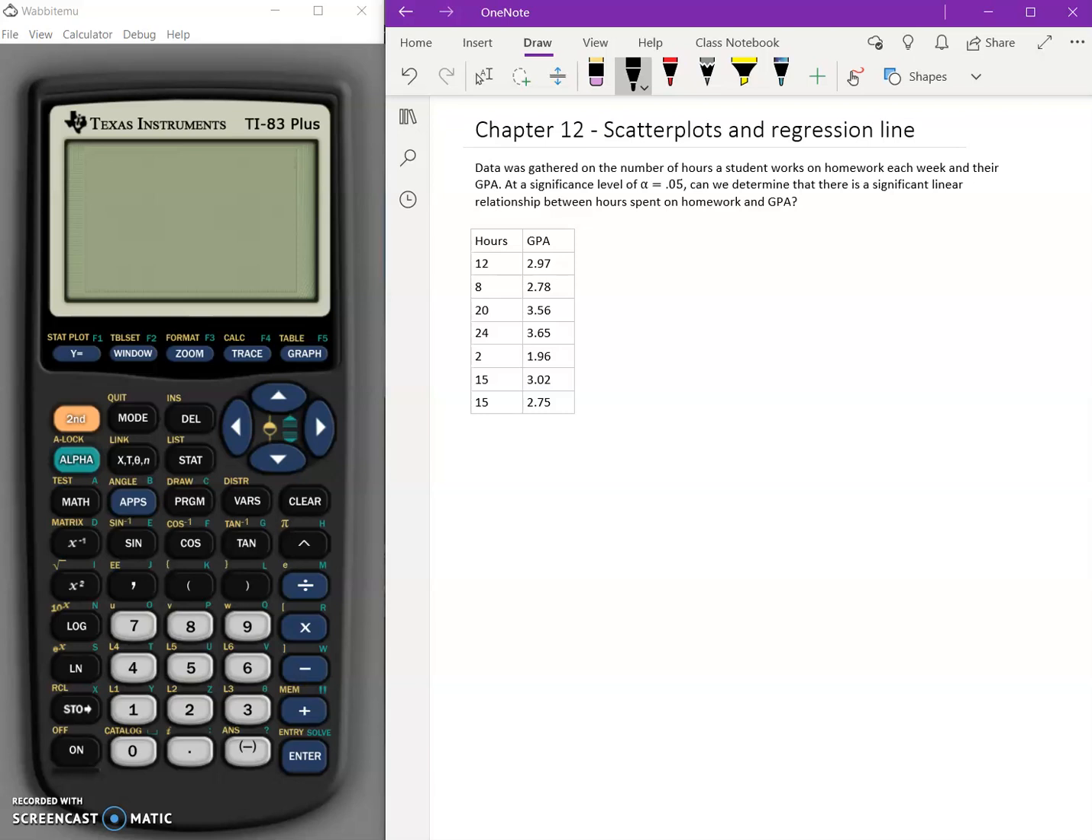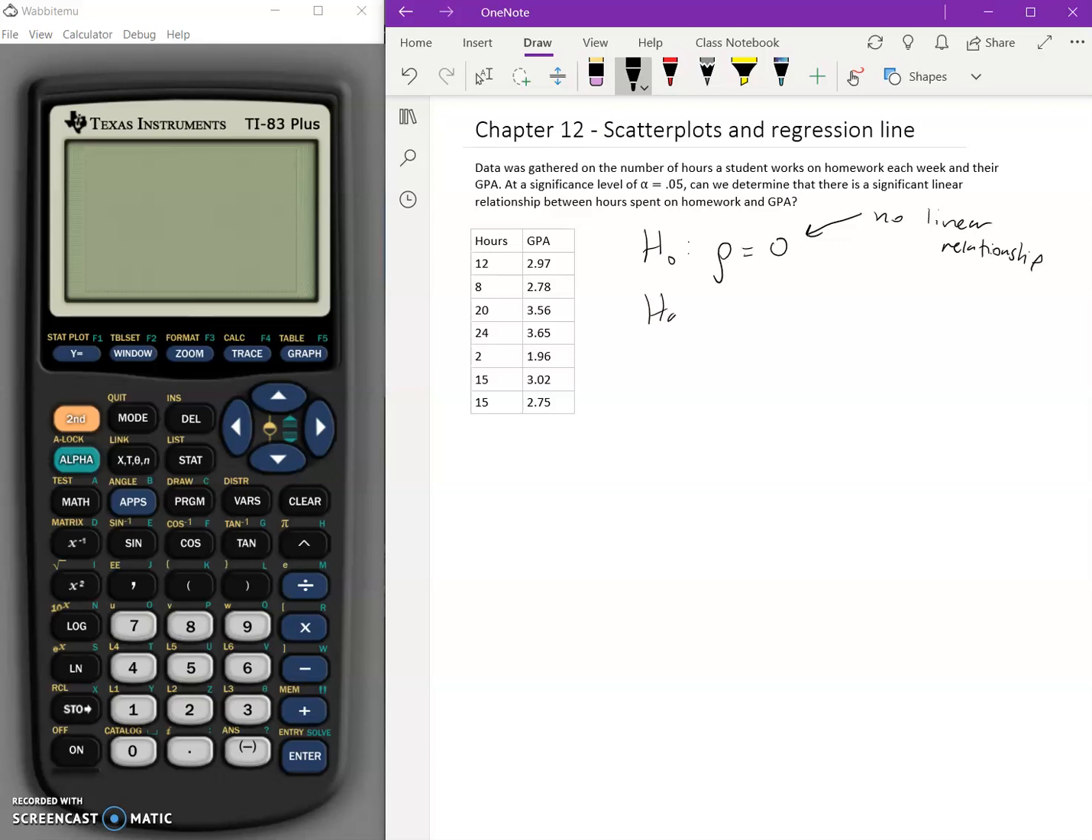So we're doing hypothesis testing here. So we always need your hypotheses for hypothesis testing. So your null hypothesis is going to be rho is equal to 0. So remember, rho, this Greek letter, is going to represent our correlation coefficient for the population. And this equals 0. What we're saying is that there is no linear relationship. That's what we're saying with rho equals 0.